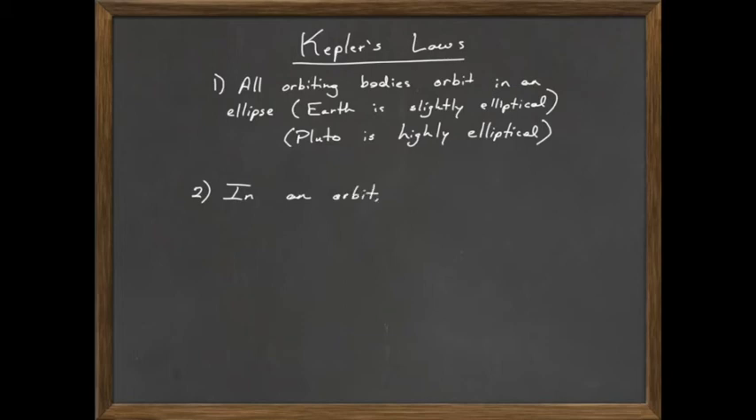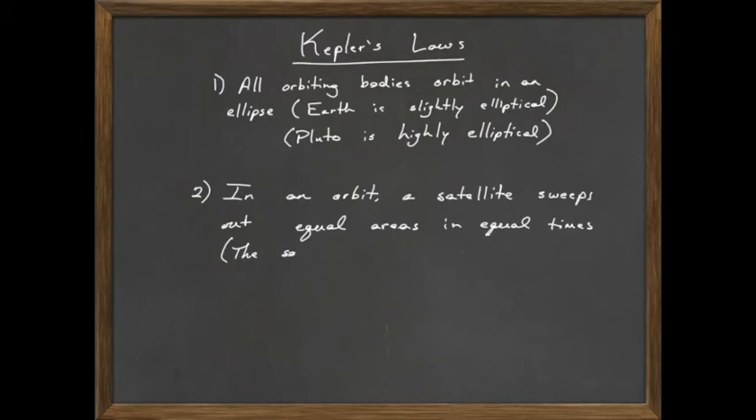Now the second law says that in an orbit, a satellite covers an equal amount of distance, or rather area, in an equal amount of time. That's kind of confusing to understand, and it's better to see with a diagram. But the essential idea is that an object will move faster the closer it gets to the sun.